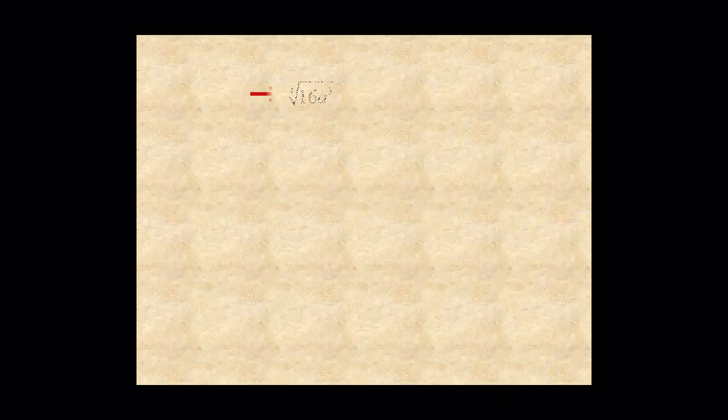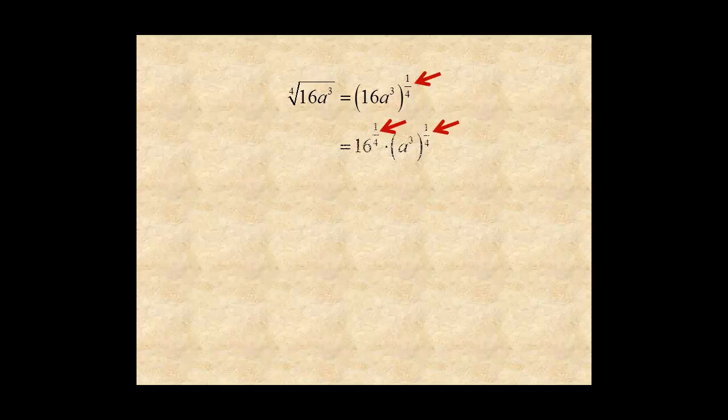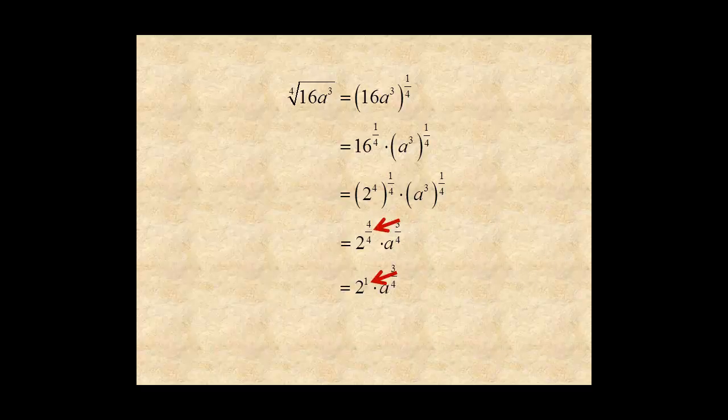For this example, rewrite the root as a rational exponent: 16a to the 3 to the power of 1 over 4. Then apply the exponent to both factors. Next, rewrite 16 as 2 to the 4. Then multiply the exponents for 2 to the 4 over 4 times a to the 3 over 4. Next, 2 to the 4 over 4 is 2 to the 1. And the expression in exponential form is 2 times a to the 3 over 4.